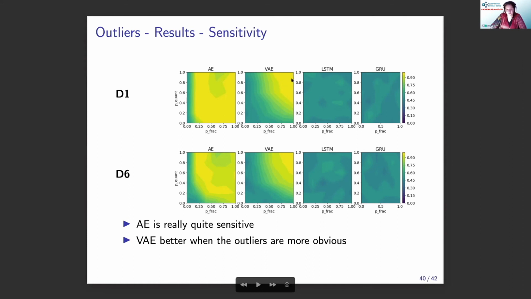VAEs are not very sensitive. This shows that when the outliers are really obvious, it gets it. I'm guessing that it just models the distribution in a bit of a fuzzy sort of way, so it doesn't really see where the outliers are until they are pretty obvious.